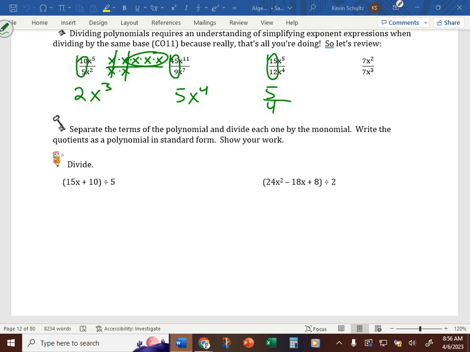How many x's and where are they? Cole? There's 1x. 1x where? Behind it. Top or bottom? Oh, bottom. My bad. Top. Right? Because we have more x's there to start with. These 4 x's will cancel out with 4 of those, leaving you with just 1 in the numerator. Okay? Lastly, 7x squared over 7x cubed.